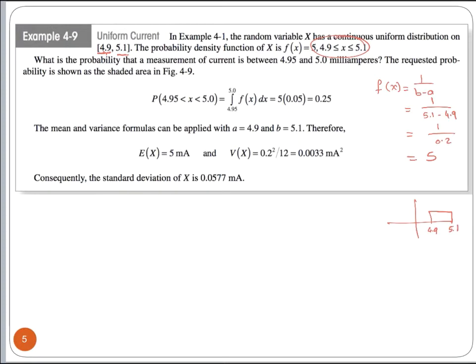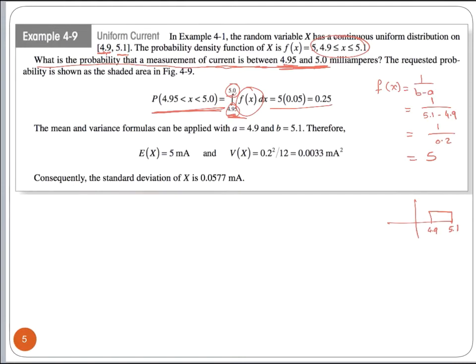Now, what does the question say? What's the probability that a measurement of current is between... this represents the current in a particular circuit. What's the probability that the current is between 4.95 and 5? In this case, this probability by definition is equal to the integral over the probability density function from the start value until the end value. So it's between 4.95 up to 5, from 4.95 to 5. And the value here is going to be 0.25.